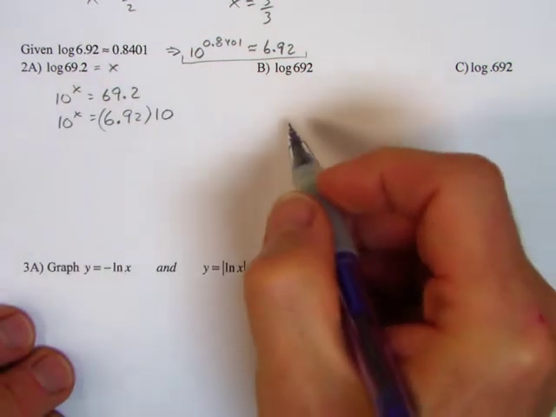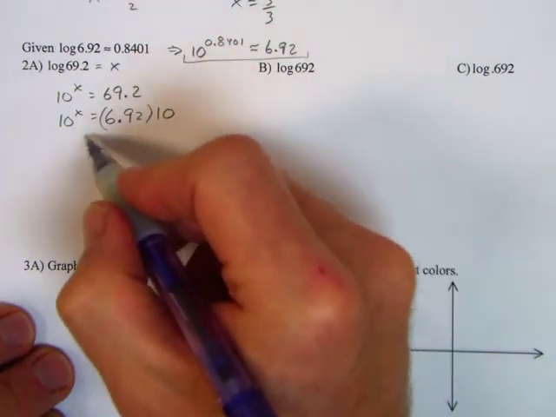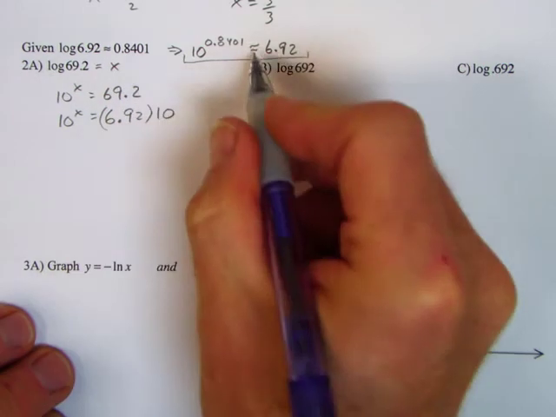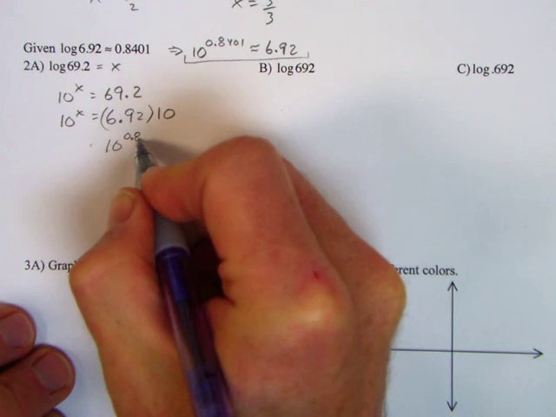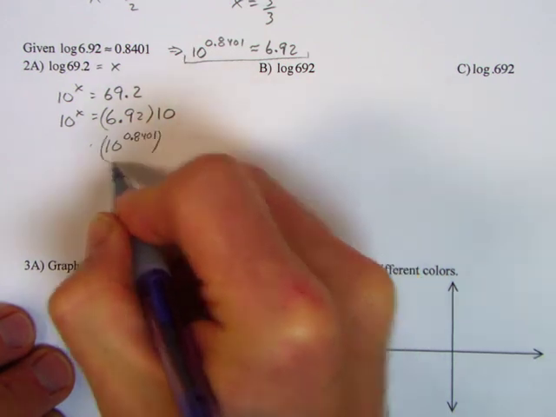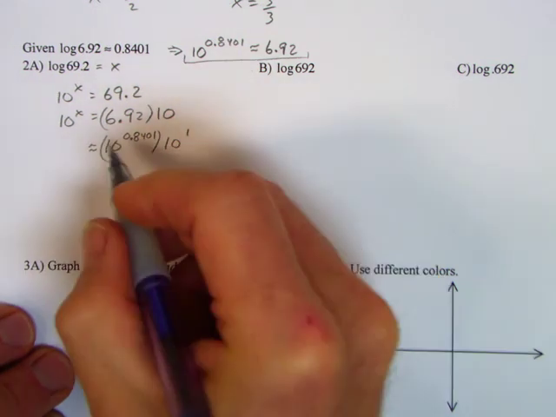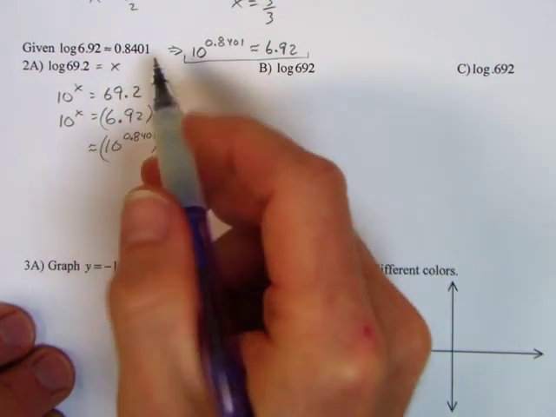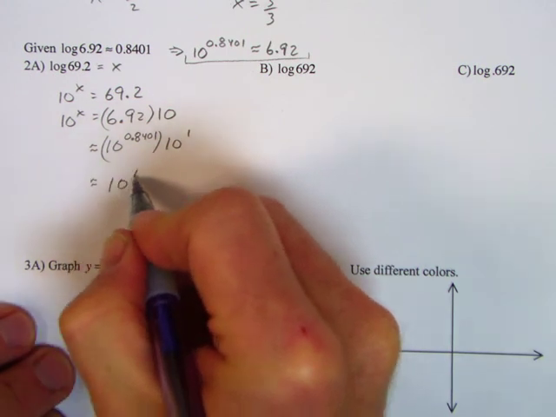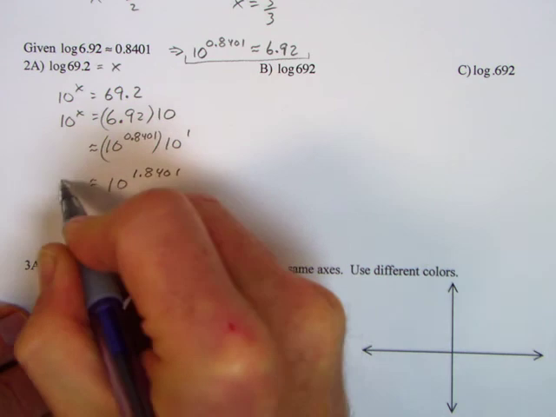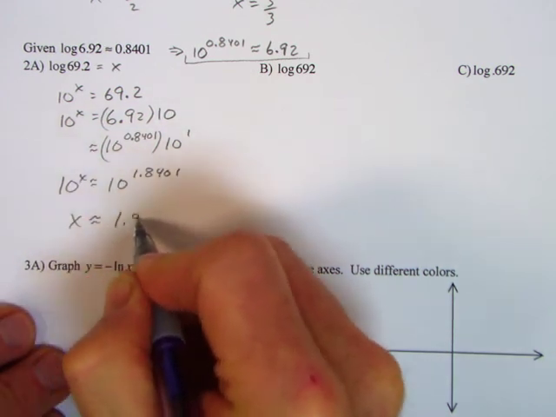Because we want to put it into a form similar to what we just did in 1a, where we have the same base for all of them. We know 6.92 is 10 to the 0.8401, and now we have times 10 to the 1, and this really becomes an approximation. Now we have the same base there, so we have 10 to the 1.8401, and so that tells us that x is approximately equal to 1.8401.